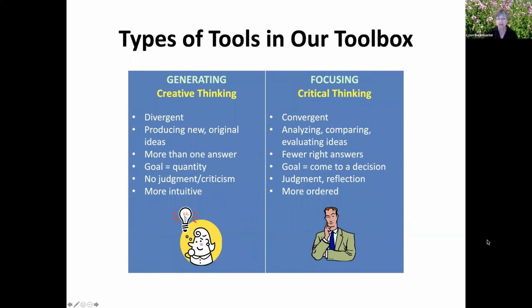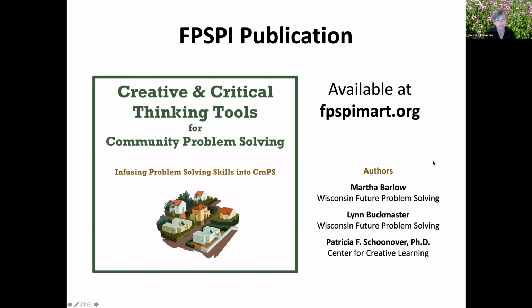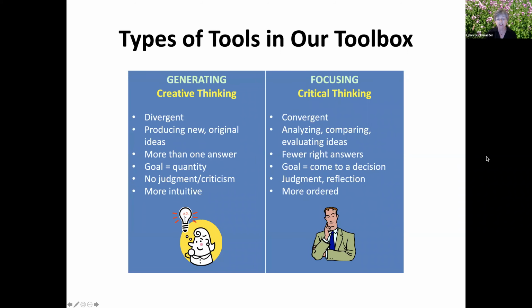Focusing tools are more critical thinking. You're doing convergent thinking, you're analyzing and comparing and evaluating. There are fewer right ideas because your goal is to come to a decision. There's a lot of judgment that you're making, and reflection, and it's a more ordered type of thinking.